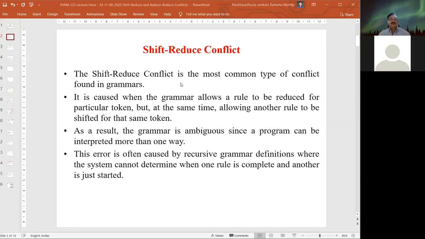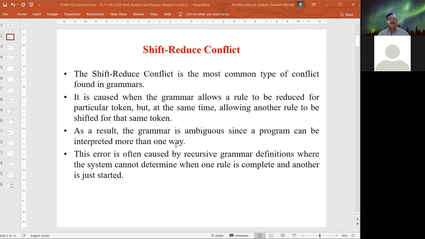The shift-reduce conflict is the most common type of conflict that may be found in grammars. It is because the grammar allows a rule to be reduced for a particular token, but at the same time, the grammar may allow another rule for shifting for some token. With some rule it is allowing the reduction, but with some other rule it may allow shifting the operation. But we can do only either a shift operation or a reduce operation at a particular time.